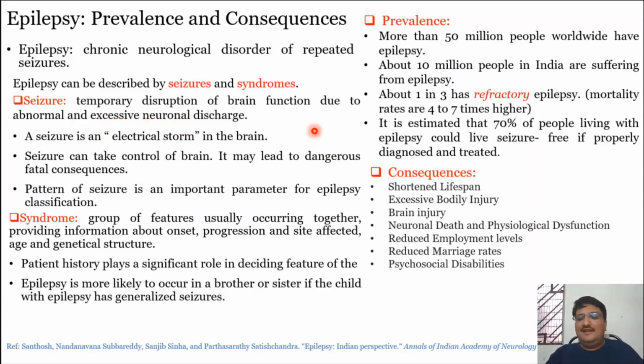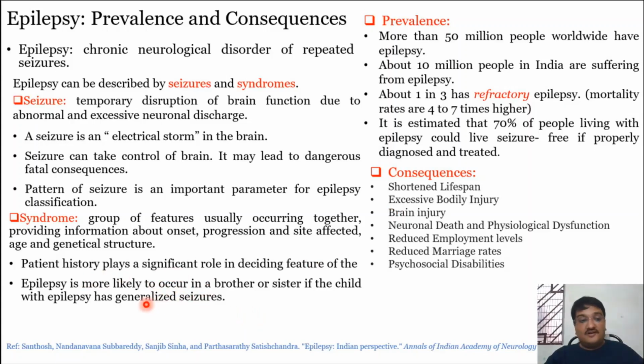Okay, so we'll quickly run through these details. The seizure is basically an electrical storm, which I already mentioned. It will be a discharge observed from the scalp electrode. It can take control of the brain and may lead to dangerous, fatal consequences, so note that down here. Further, the pattern of seizure is an important parameter for epilepsy classification, as I mentioned: from which region it is, how prominent it is, and so on. And the patient's history, I already mentioned, plays a vital role.